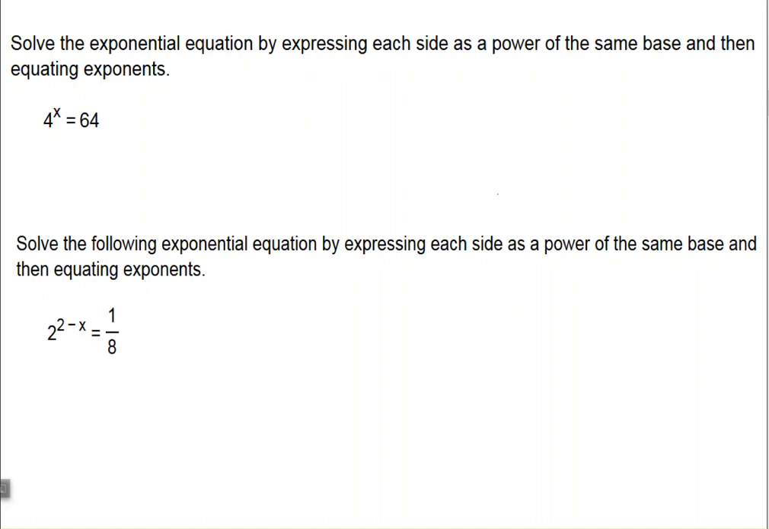So I know 4 to the first power is 4, 4 to the second power is 16, and 4 to the third power is 64. So I can rewrite 64 as 4 to the third power. Now, since those bases are equal, then the exponents must be equal as well. So I can simply say x equals 3.